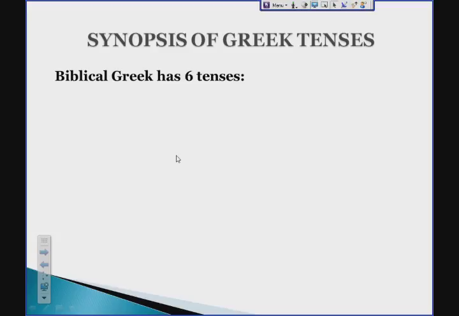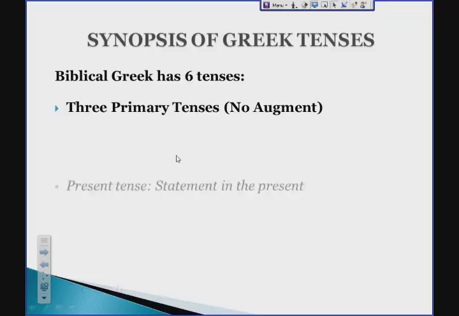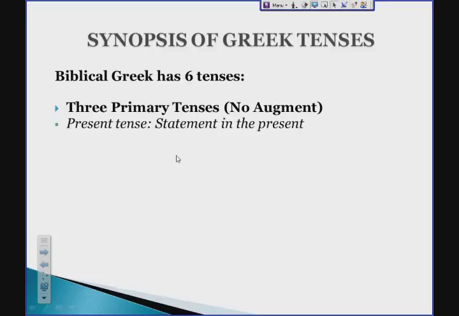Now, Biblical Greek has 6 tenses, and this is the synopsis that I want to do, so please take care of that. They are divided into 2 groups. The first group of tenses, we call them primary tenses. Under primary tenses, we have 3 tenses. What we call the present tense denotes a statement, or always talks about an action or a statement happening in the present. A simple statement like, I walk. It's something happening now, and it's a statement in the present.